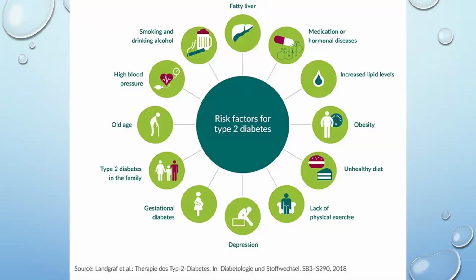The common risk factors for type 2 diabetes mellitus are fatty liver, medication or hormonal disease, increased lipid levels, obesity, unhealthy diet, lack of physical exercise, depression, gestational diabetes mellitus, type 2 diabetes mellitus in family, old age, high blood pressure, smoking, and alcohol consumption.